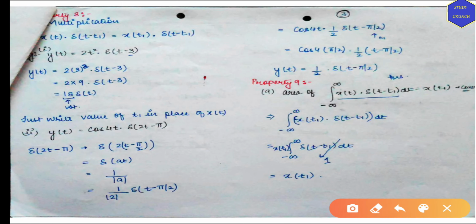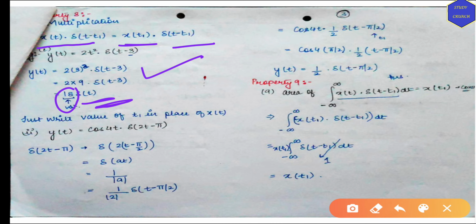Property number 8, if we multiply two signals, that is x of t into delta of t minus t1 and x of t1 into delta of t minus t1, these both will be equal. Then y(t) is equal to 2t square into delta of t minus 3. This is the example. So we put t equal to 3. On solving, we'll be getting 18 delta t. So here 18 will be the weight and delta t is the function.